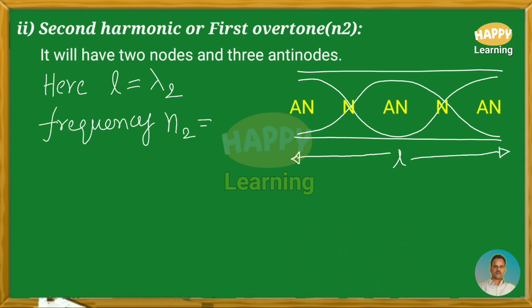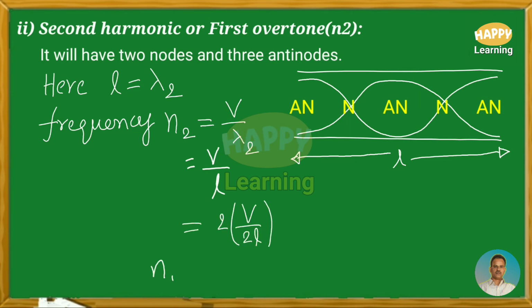Frequency N2 is given by V by lambda 2. Substituting the value of lambda 2 as L, we get V by L, that is equal to 2 into V by 2L. In place of V by 2L, you can write N1. Therefore, N2 equals 2N1. Let it be equation number 2.